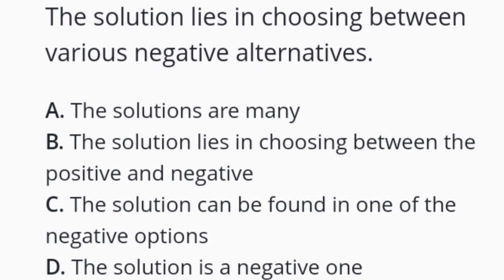It's something you should answer logically, because Jamb will always bring in what is related to what is being asked in the question as the answer or as part of the options. Let's look at this interpretation question. It says, the solution lies in choosing between various negative alternatives. Option A says the solutions are many. Option B says the solution lies in choosing between the positive and negative. Option C says the solution can be found in one of the negative options. Option D says the solution is a negative one.